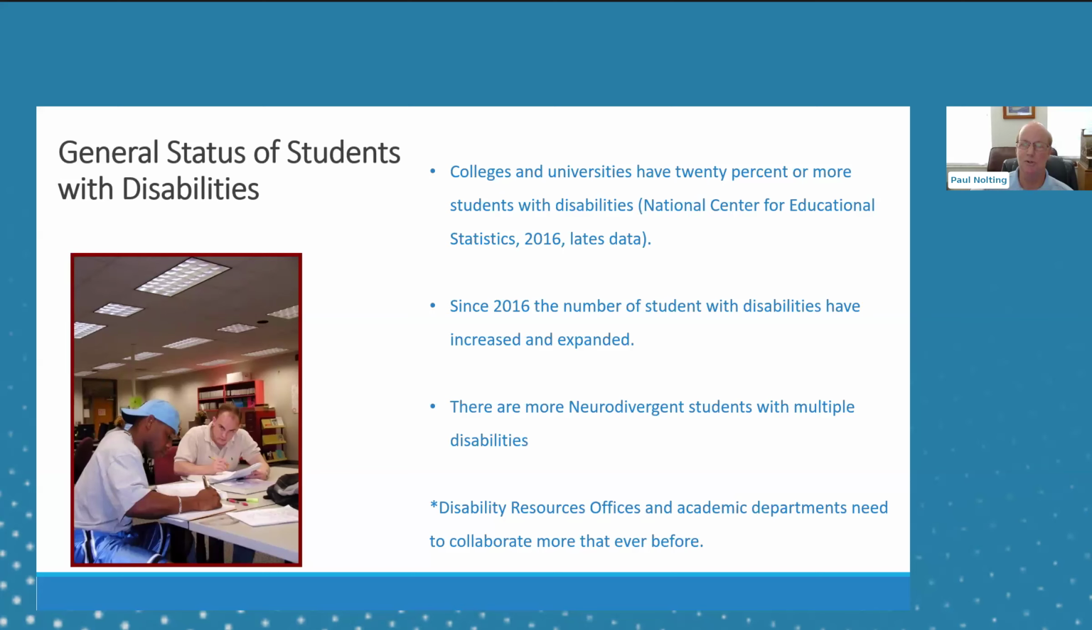General status of disabilities. Well, I probably don't have to tell you what's happening now is that the colleges and universities, this is back in 2016, had 20% of students with disabilities.